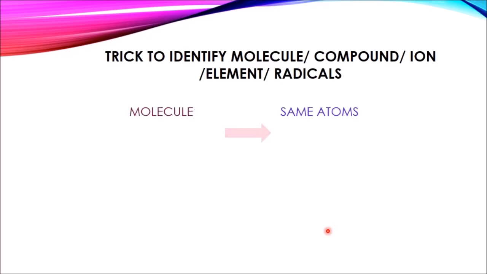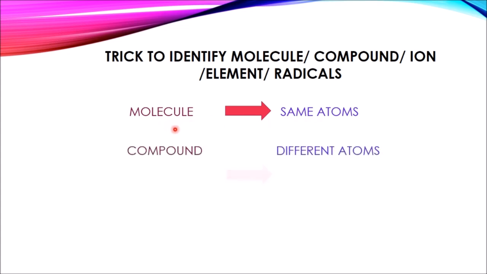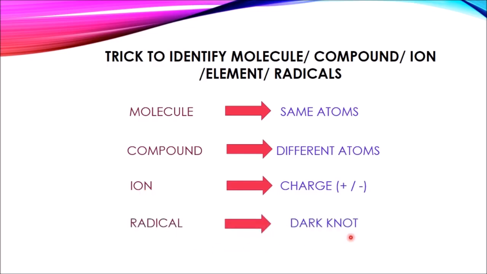Let's say we have a molecule. In the case of a molecule, we will be looking at same atoms. If same atoms are bonded with each other, that is a molecule. What will you write next to it? Molecule. If you have different atoms, so it is a compound. If you have a charge on the species, if a substance has a charge on it, positive or negative, then it is an ion. And if you have a dark dot on top of a species, then that is a radical. Let's look at the examples so it becomes clearer.